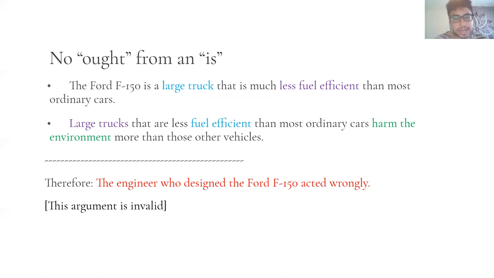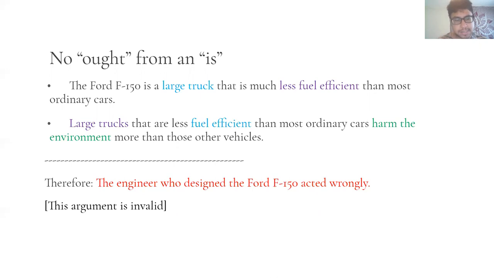Here's an example of an argument. Let's see if we can determine what's wrong with it. So take as a premise, the Ford F-150 is a large truck that's much less fuel efficient than most ordinary cars. Large trucks that are less fuel efficient than most ordinary cars harm the environment more than those other vehicles, and therefore we conclude the engineer who designed the Ford F-150 acted wrongly.